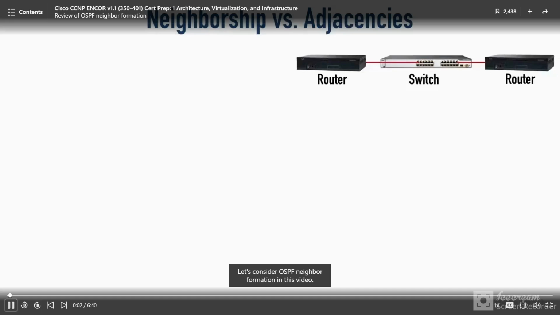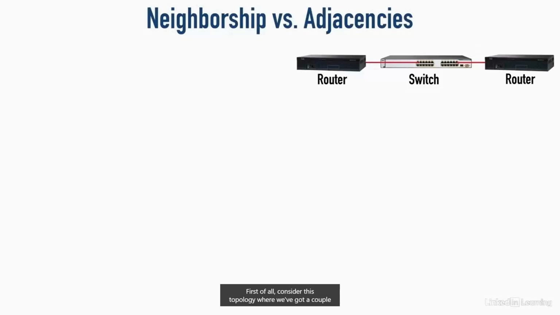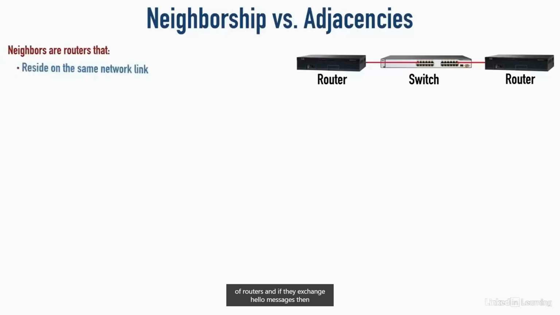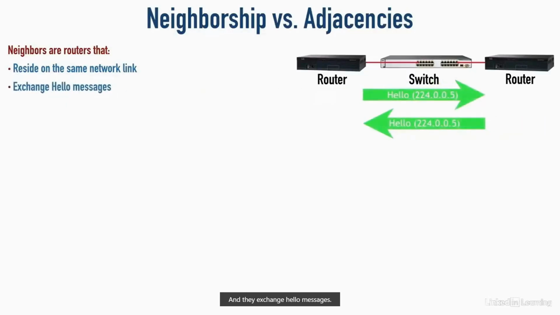Let's consider OSPF neighbor formation in this video. First of all, consider this topology where we've got a couple of routers, and if they exchange hello messages, then they're neighbors. They reside on the same network link, so they've got interfaces on the same subnet, and they exchange hello messages. Well, that makes them neighbors.